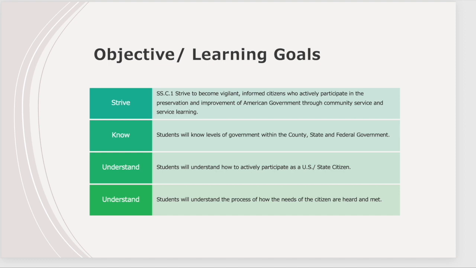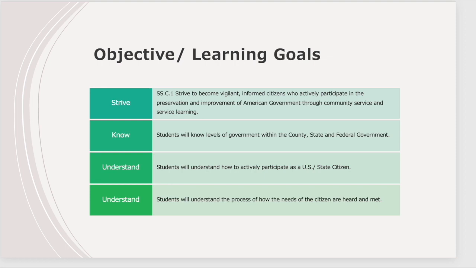First, I want to start off with defining what your objective is and what our learning goals will be for this particular project. Our objective is to strive to become vigilant, informed citizens who actively participate in the preservation and the improvement of the American government through community service and service learning. The purpose of this project will be focusing more on the service learning, with a little bit of community service, in the way of how you can improve your community.